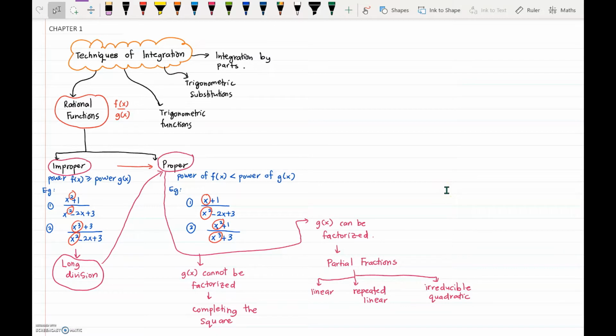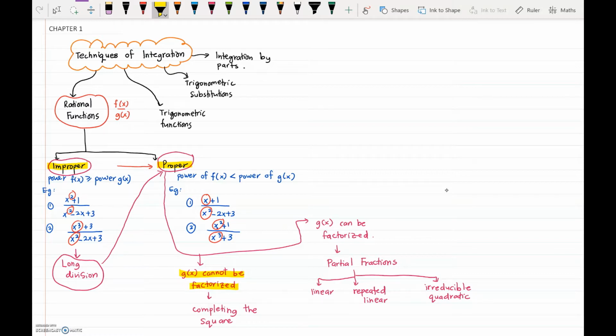Assalamualaikum everyone. Okay, we have done the techniques of integration for the improper rational function, and also for the proper rational function where the case g(x) cannot be factorized. So let's recall what we have done before this.